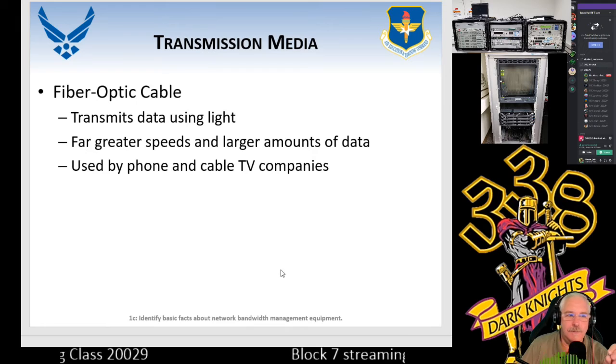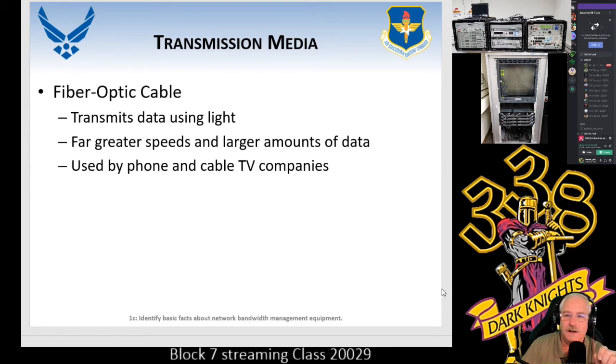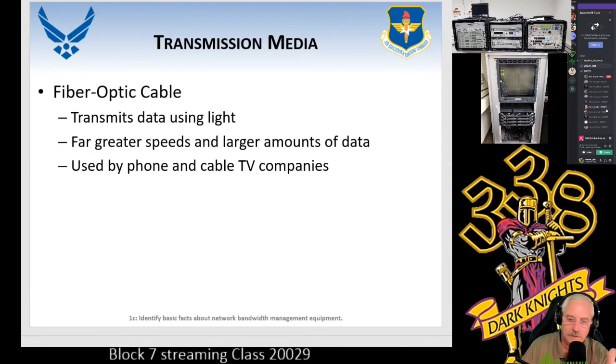Now, fiber optic, this is where everybody wants to go, but I've been hearing that AT&T wants to go to 5G. I'm not so keen on that because if the over-the-air system goes out, everything goes out. Whereas with fiber optic, if you put it in place, put it underground, whatever you need to do, then it's not too big of a deal.